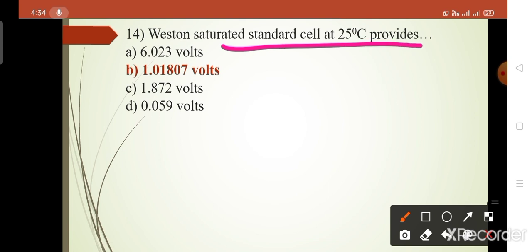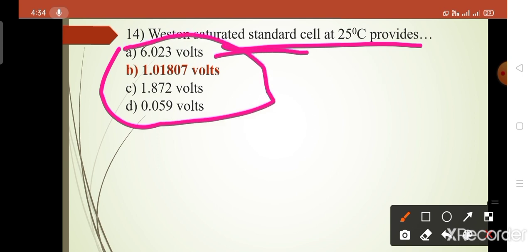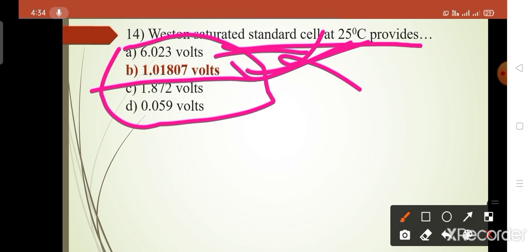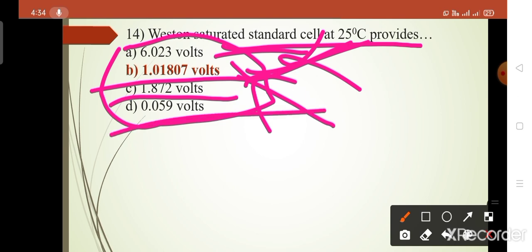The next question is, the Weston saturated cell at 25 degrees Celsius provides, there are four options. The first option is 6.023 volts. This option is incorrect. Then the second option B is 1.01807 volts. This option is correct, because when we do potentiometric practicals, we have to calibrate using this value, 1.01807 volts. So this is the correct option. We cannot calibrate at 1.72 volts or 0.059 volts.